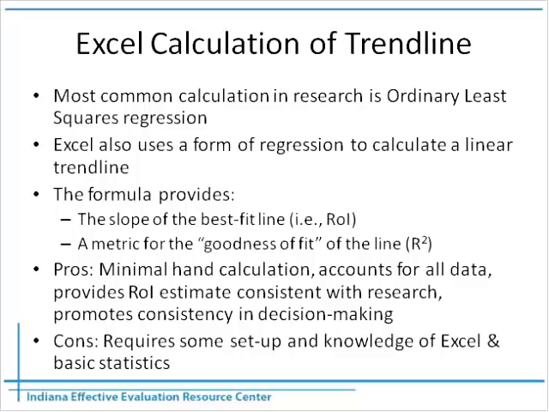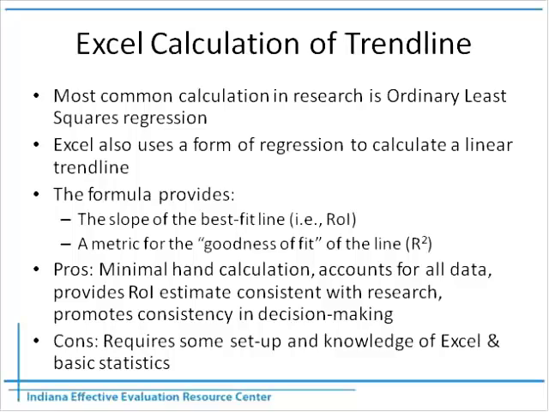An Excel calculation of Trendline is probably the easiest and most reliable way to calculate rate of improvement. When we look at the available literature, what we notice is that most people would suggest ordinary least squares regression as the method to calculate student rate of improvement. So a lot of researchers will use OLS regression to make that calculation. Excel's Trendline calculation does not use ordinary least squares, but it does use a form of regression to calculate a linear trend line. So this lends a little bit of empirical support to our approach to calculating rate of improvement.